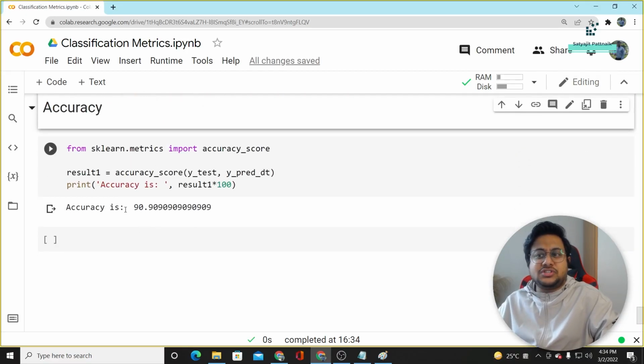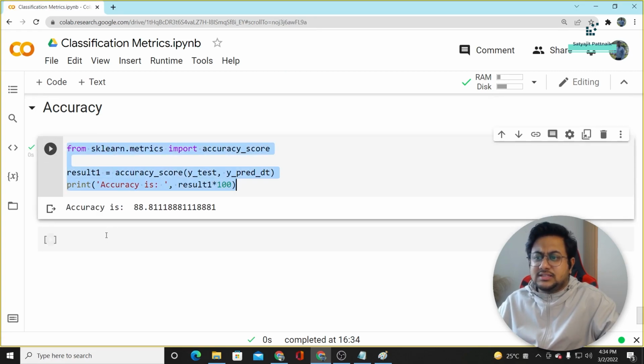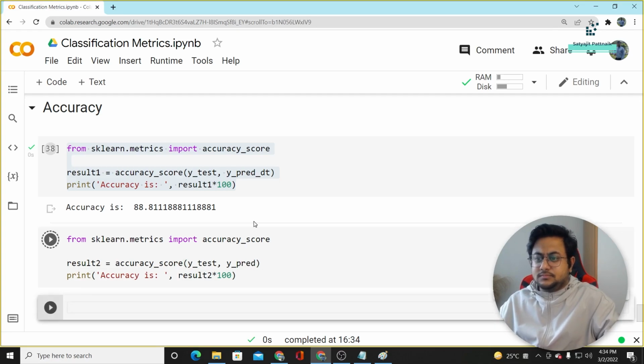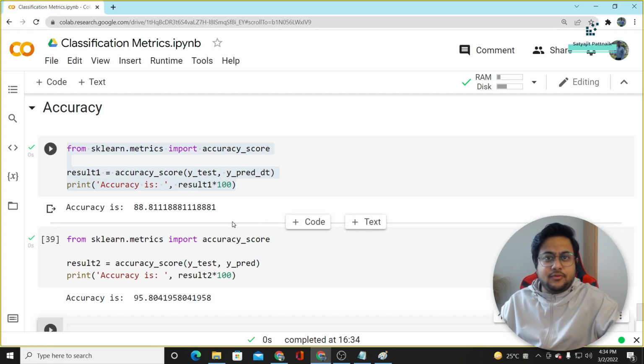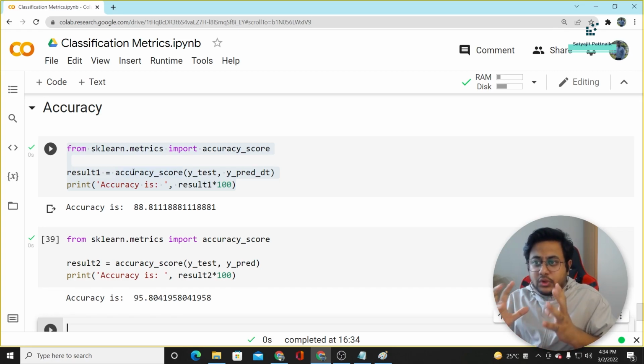Now the important question is, again for accuracy also, you can use sklearn.metrics accuracy, same piece of code. I will run it for my KNN. KNN is 95. Now coming on to the main and important topic, which metrics is best?